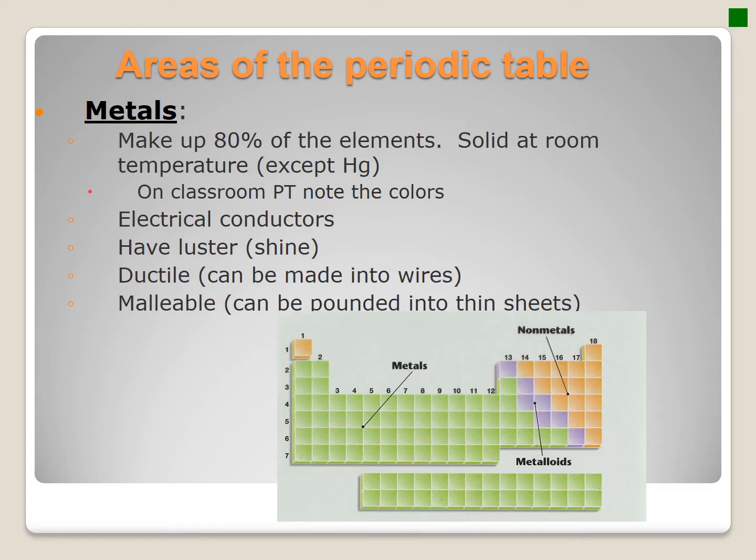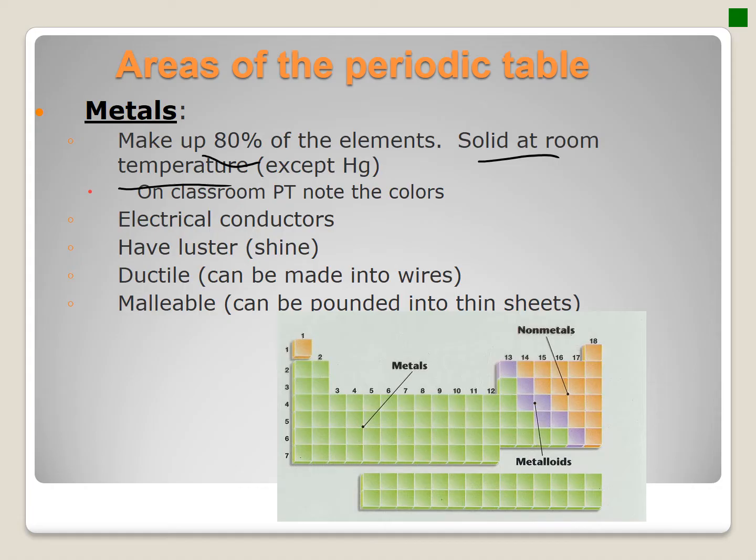If you were to focus on just the green, you'll notice that it takes up the majority of the periodic table. So what does that mean? That the majority of elements, actually up to 80% of them, are going to be metallic in nature. When you think about what a metal is, you think about its characteristics. Well, one characteristic of being a metal is that it is a solid at room temperature. How do I know that it's a solid at room temperature other than by looking at it?